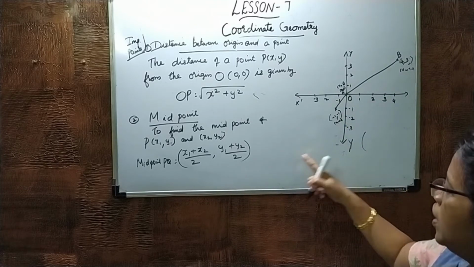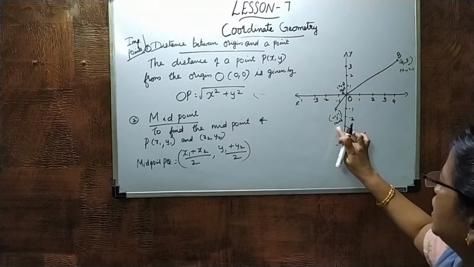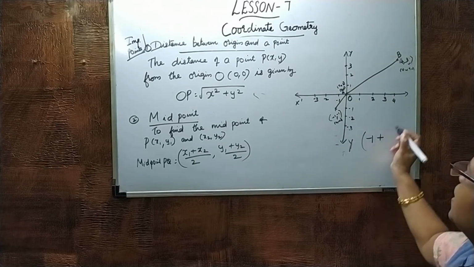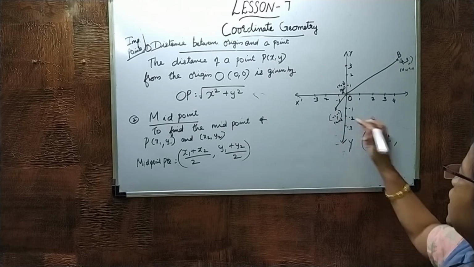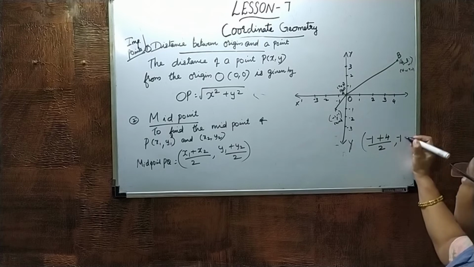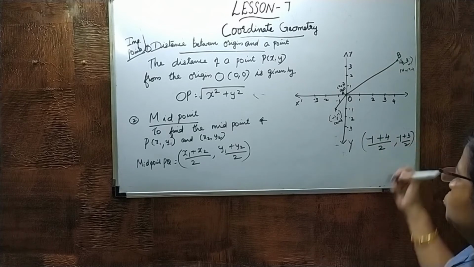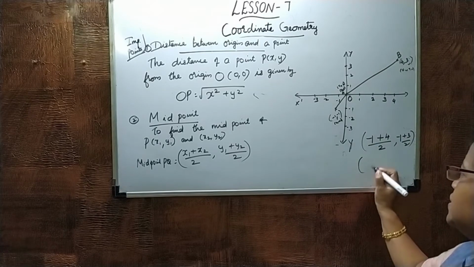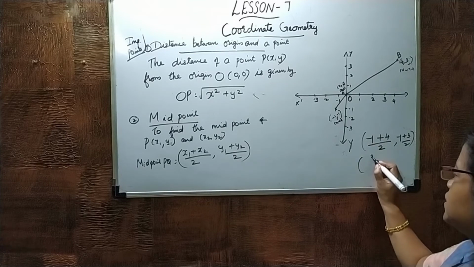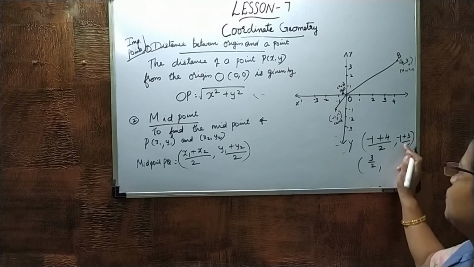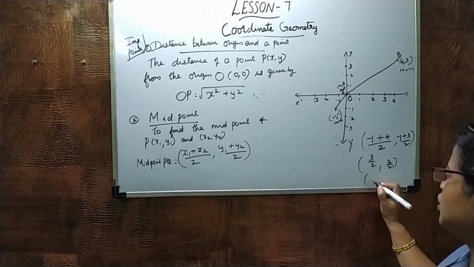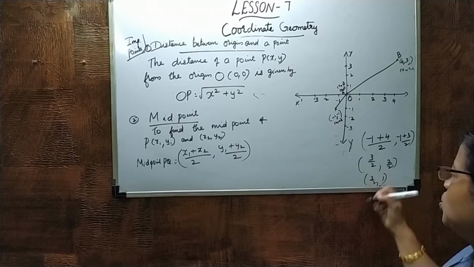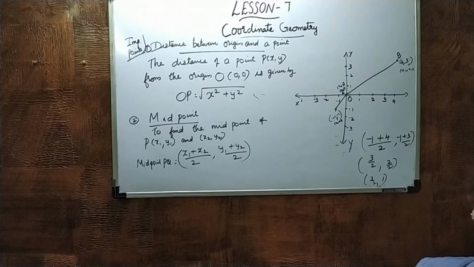Right? So (x1 plus x2) by 2, where x1 is negative 1 and x2 is 4, divided by 2, comma, then negative 1 again plus 3 divided by 2. We will get the midpoint as negative 1 plus 4, which is 3 by 2, and negative 1 plus 3 divided by 2 is 2 by 2. That means 3 by 2 and then 1 you will get. This is the midpoint. Clear?